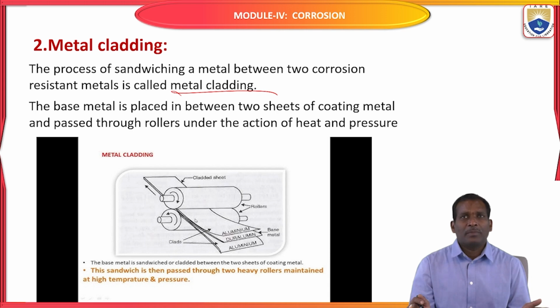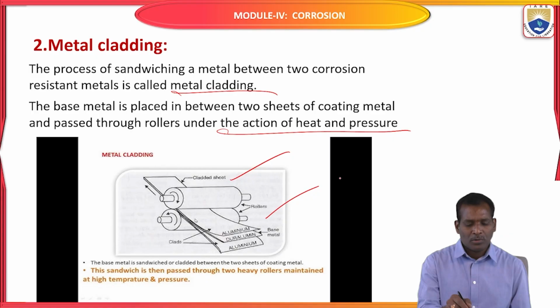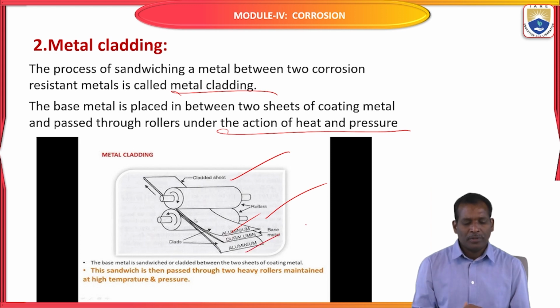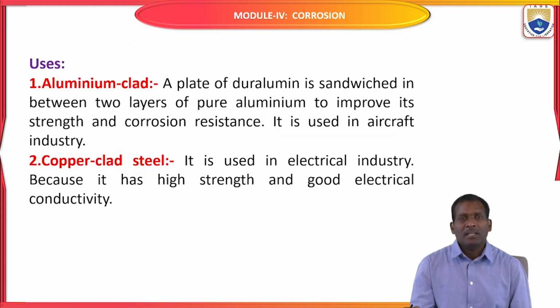The base metal is placed in between two sheets of the coating metal and then passed through rollers under the action of heat and pressure. Here a sheet is shown and two rollers are there. One is the base material, duralumin, and the aluminium on both sides. These are two corrosion resistant metals only. So the base metal is the sandwich which is cladded between the two sheets of the coating metals. The sandwich is then passed through the two heavy rollers maintained at high temperature and pressure. This process is called metal cladding.